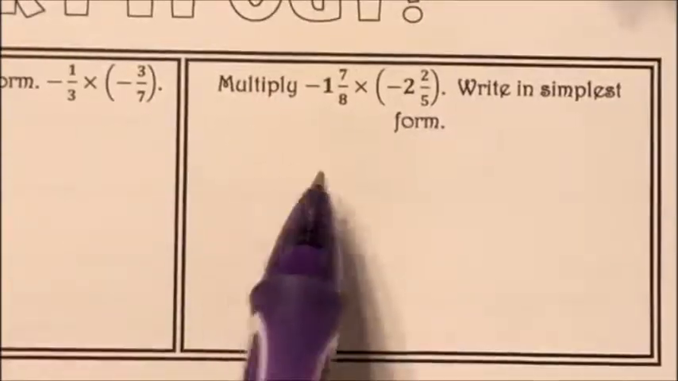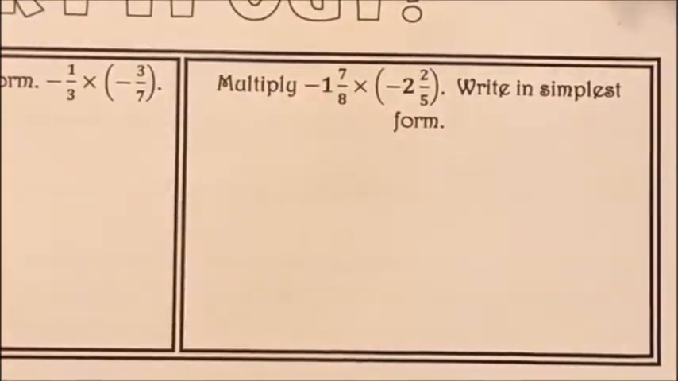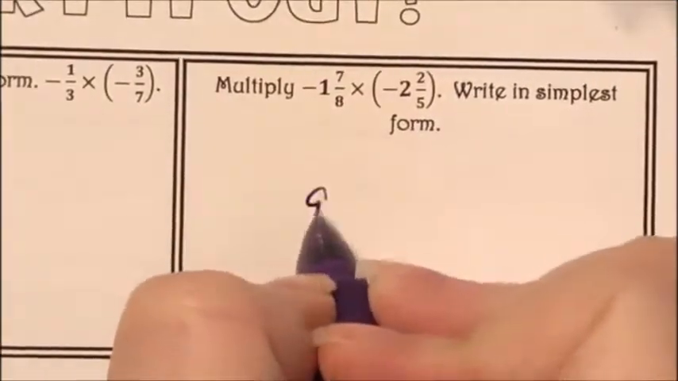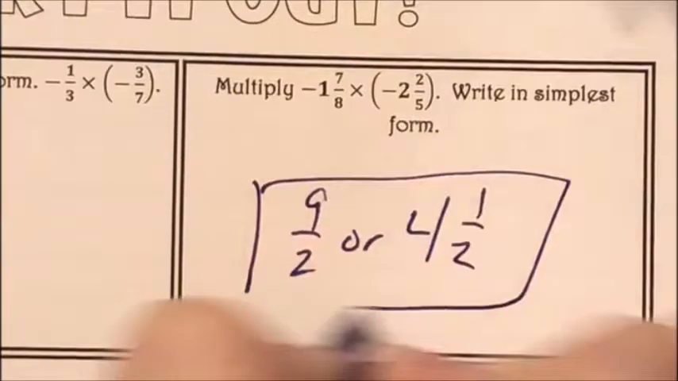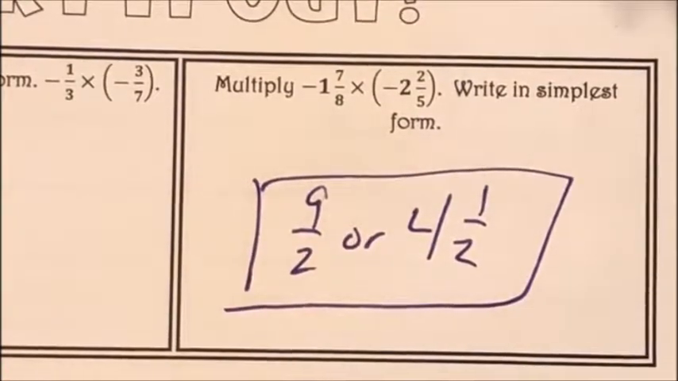So when I multiply negative 1 and 7 eighths times negative 2 and 2 fifths, I get 9 halves, or 4 and a half. And that is the end of lesson 6.